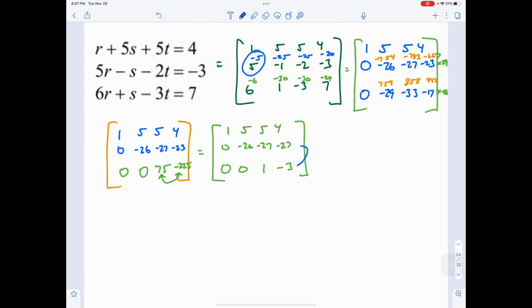So to get rid of this value here, I have to multiply by 27. And to get rid of my first row, third column, I would multiply this by negative 5. So let's go and write that. Negative 5 times 1 is negative 5. And negative 5 times negative 3 is a positive 15. On my second row, 27 times 1 is 27. And 27 times 3, using a calculator, is 81, negative 81.